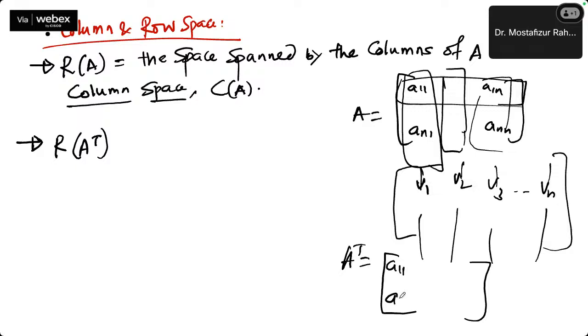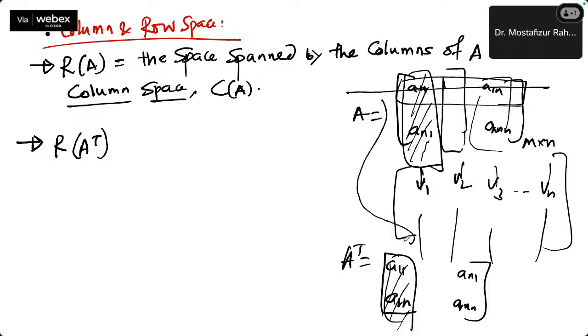So this will be now A1n, and this will be your AN1, and this will be your NN. So instead of n cross n, you can better take, say, an m cross n matrix. Then it will be mn. Now basically earlier it was my column, right? So now A transpose, this is my column, right? So that means this particular thing is coming here, in this way. So that is the R of A transpose.